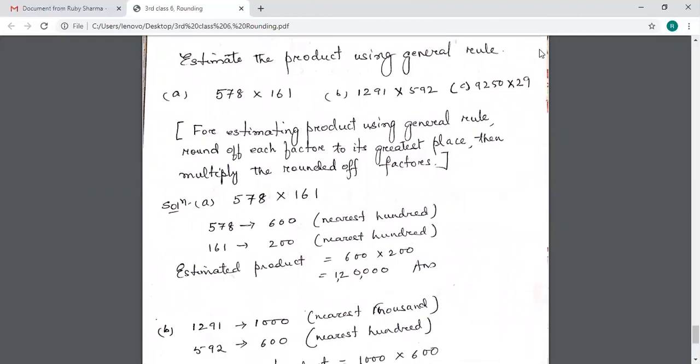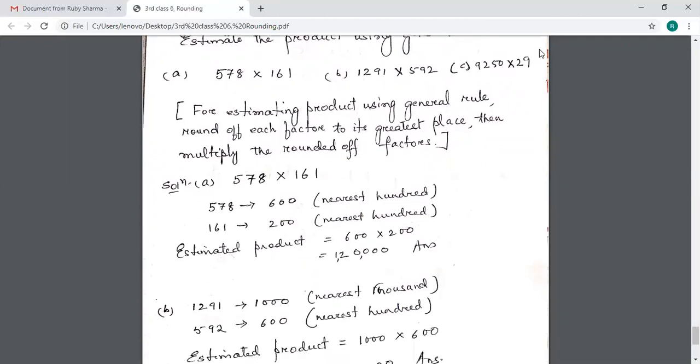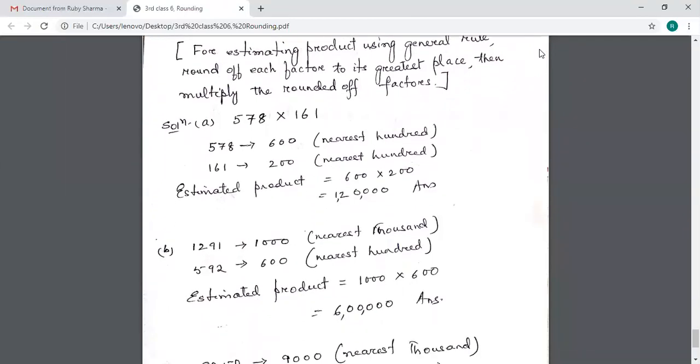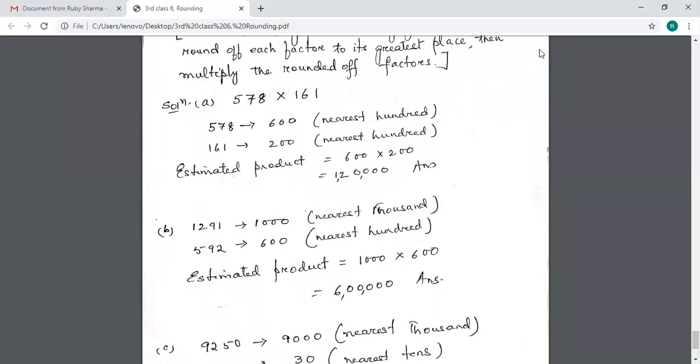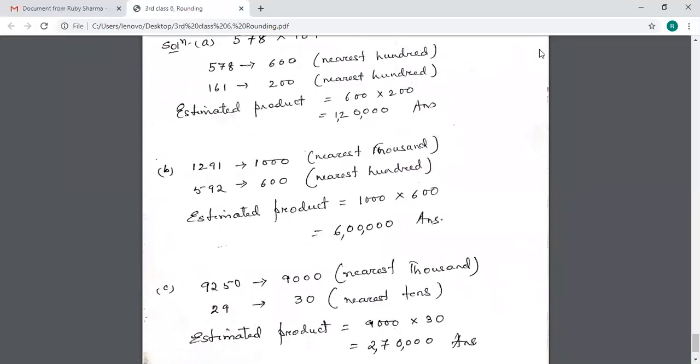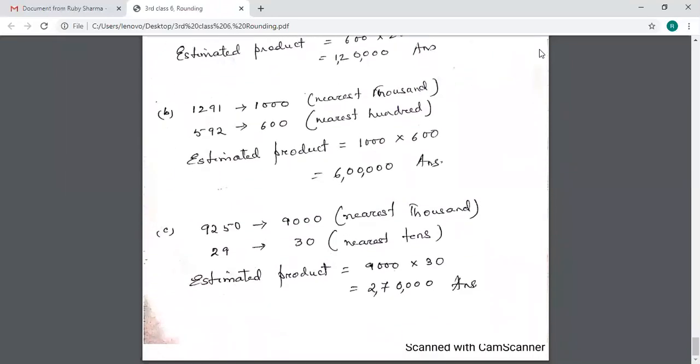Now estimate the product using the general rule. For estimating the product using the general rule, generally we round off each number to its greatest place. So 578 into 161, both are rounded off to 100 in this case, and you get the estimated product. But in case you have to multiply 1291 and 592.